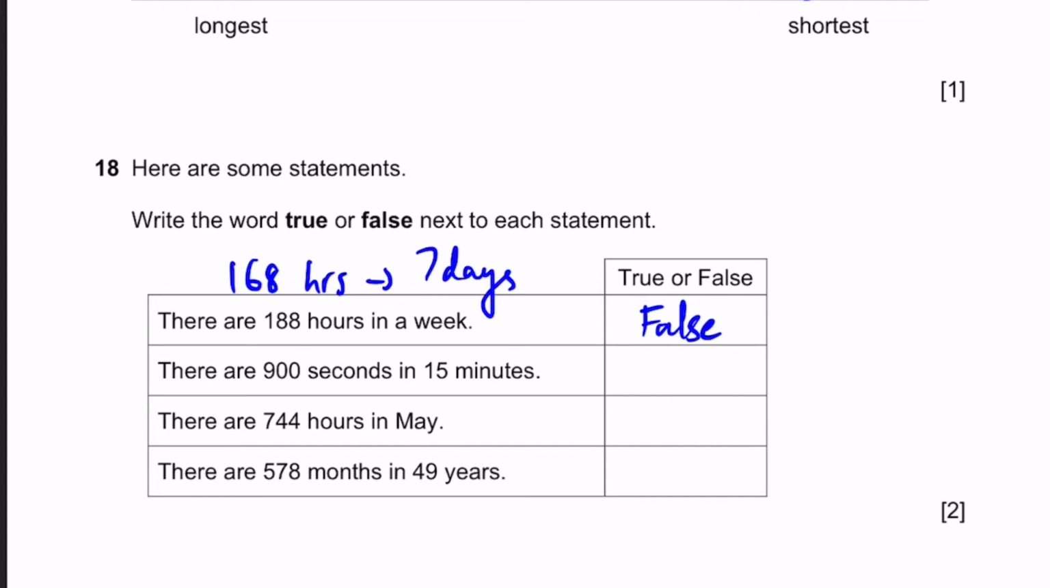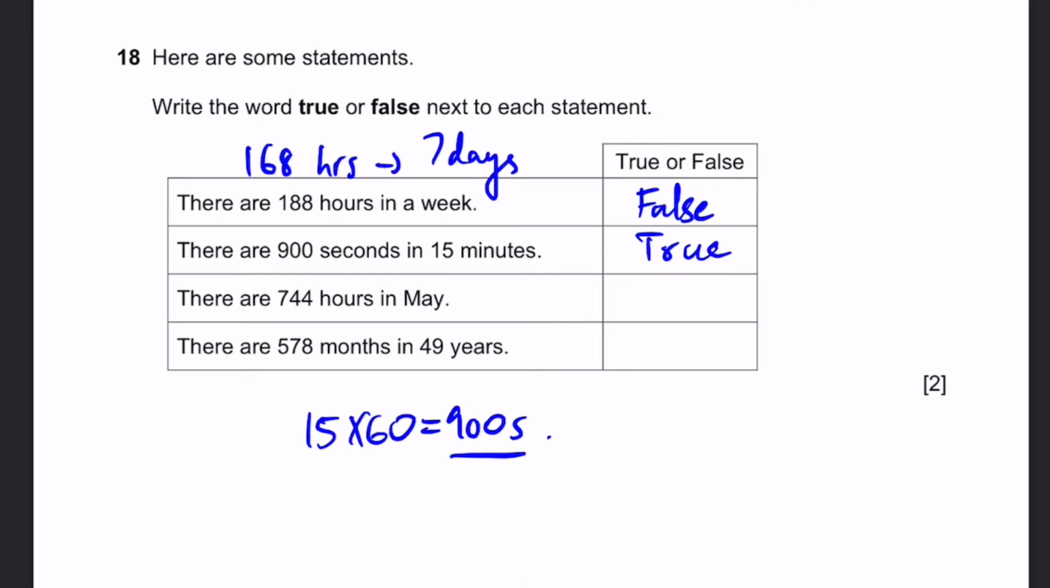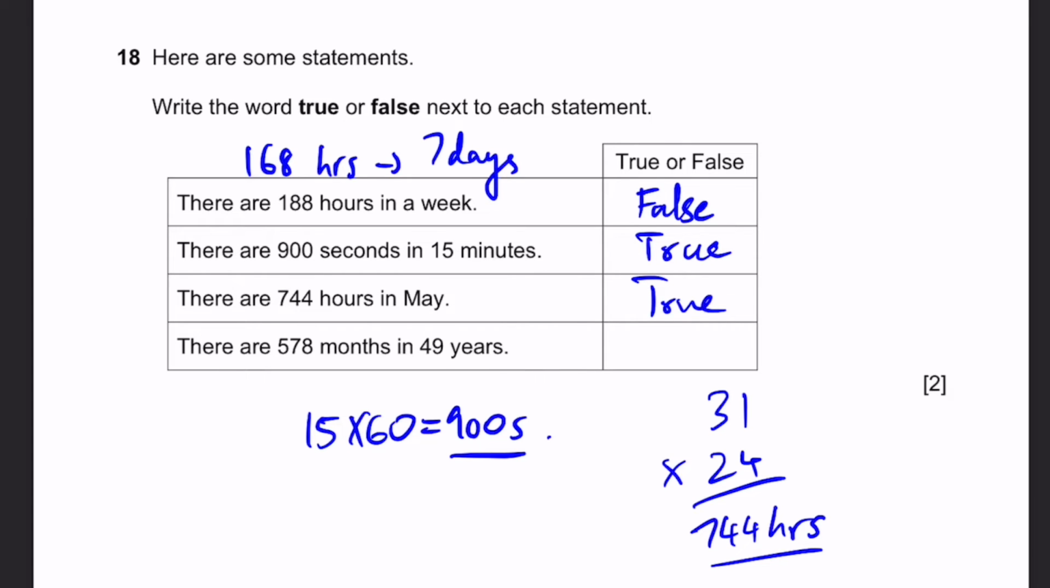There are 900 seconds in 15 minutes. To convert from minutes to seconds, just multiply by 60. So 15 into 60 is equal to 900 seconds. So that is true. There's 744 hours in May. May has 31 days. And 1 day is 24 hours. So May, there will be 31 into 24, which if we did correctly, you'll get 744 hours, which is actually true in the statement.